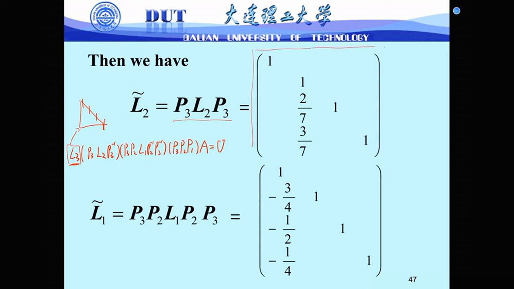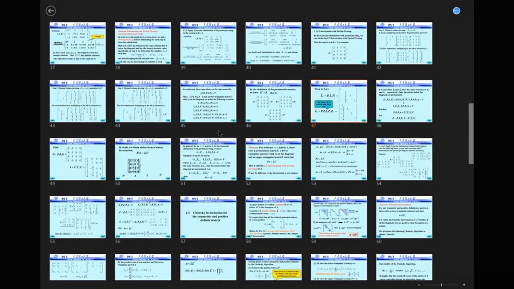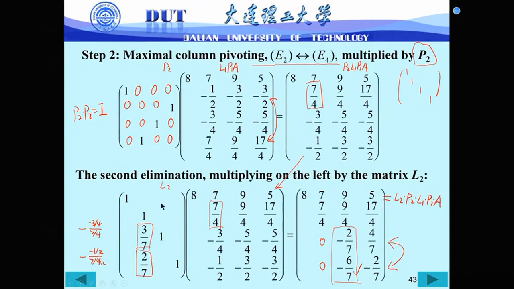Just this is also a lower triangular matrix, you see, with 1s on the diagonal. 4x4 matrix. Okay, let's check what the difference is between L2. Actually, let's check L2. Okay, here is L2. 1, 1, 1, 1. Okay, you only need to remember this is 3 over 7 and 4 over 7. Okay, 3 over 7, 2 over 7. Okay, let's come back.